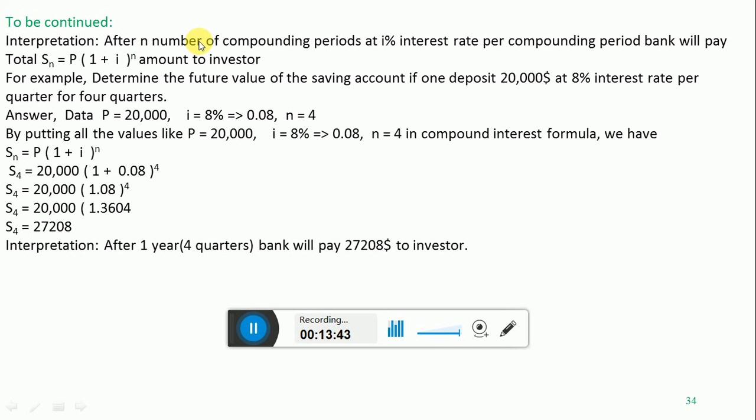Interpretation: after n number of compounding periods at i% interest rate per compounding period, the bank will pay a total of Sn equal to P into (1 plus i) raised to the power n to the investor. This is just a generalized approach.